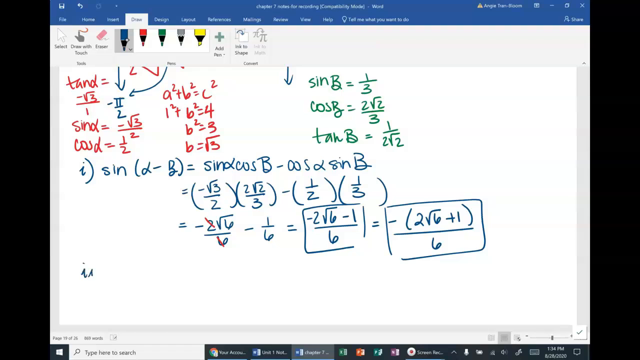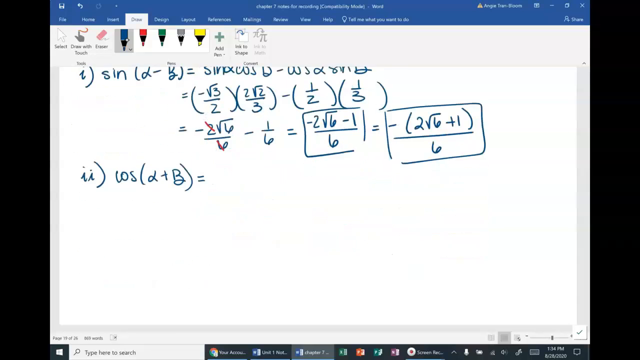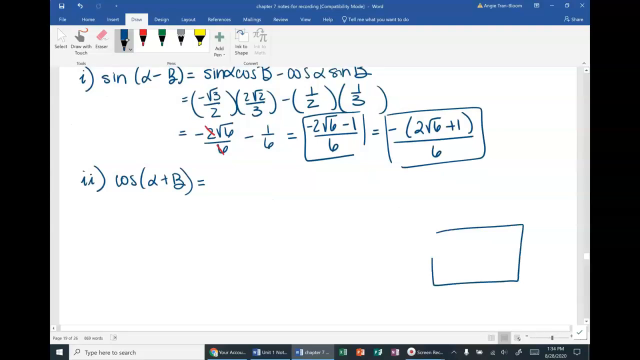Now let's go and do 2i. 2i was cosine of alpha plus beta. What I want you to do is do this question on your own and give me the answer here at the bottom. Can you hit pause and try that on your own, please?